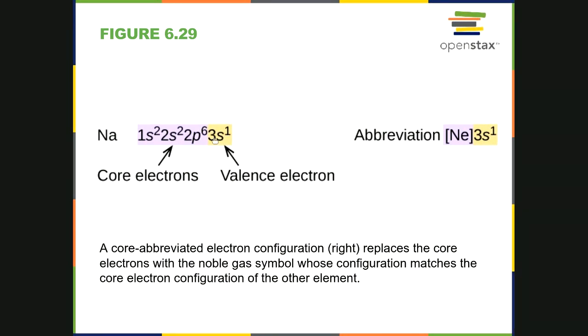And notice these electrons, our core electrons, have the same electron configuration as neon. So these match a noble gas. And so this is why when we show the abbreviated electron configuration for sodium, we can represent it as neon's configuration with just a 3s1 added onto it.